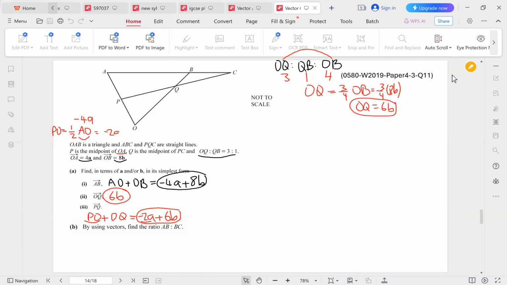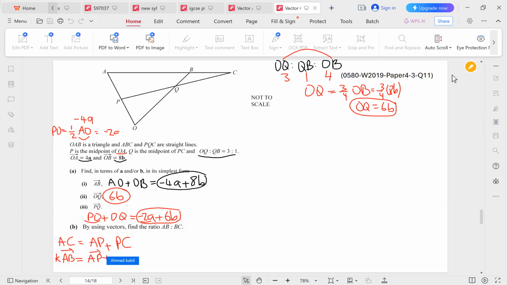By using vectors, find the ratio AB to BC. Now, in order to find the ratio of AB to BC, we need to find an alternative path from A to C. So for example, let's consider AC as AO or AP even plus PC. Now AC is an extension of AB. We don't know what that extension is, so we can write KAB, for example. And then AP is something that we have, so let's keep it as it is.